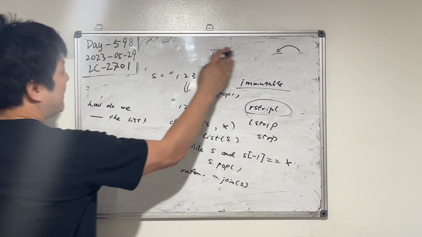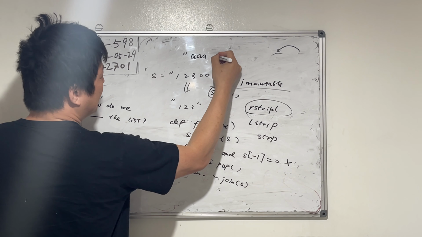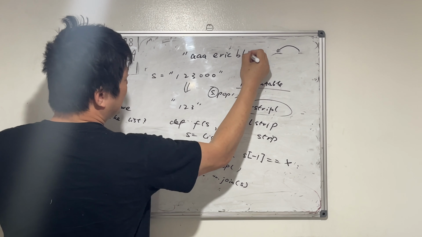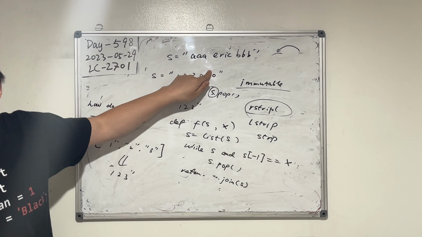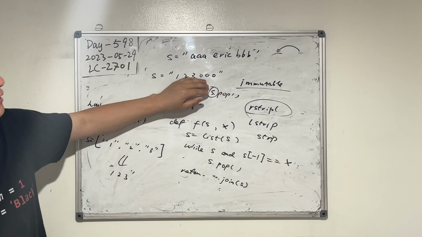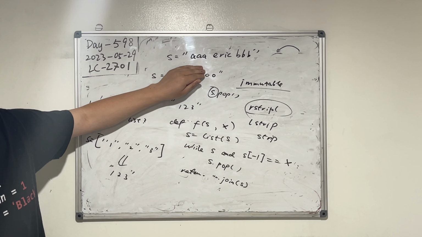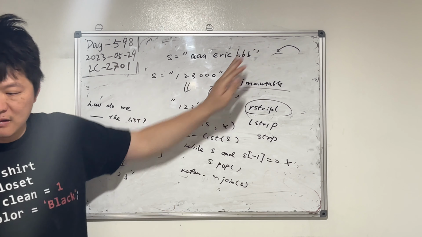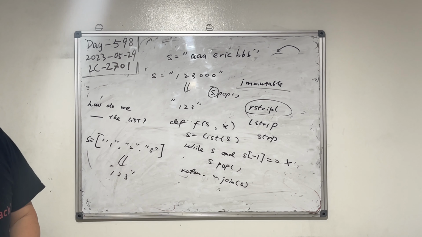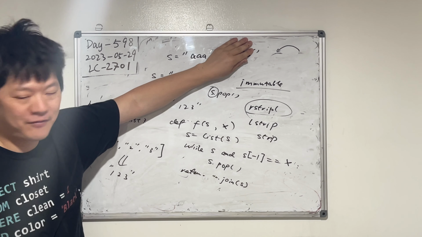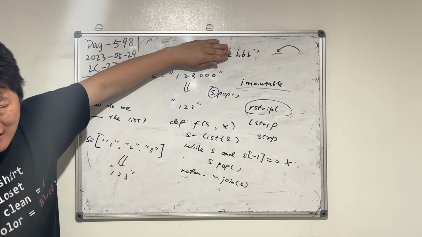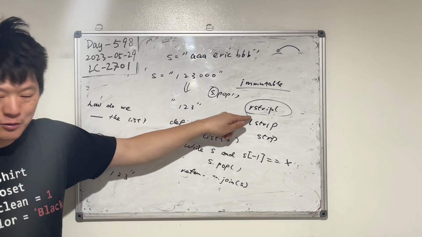For example, like A, ERIC, B. If this is s, s.lstrip A returns this. s.strip B. What if it's s.lstrip B? Then it returns the same. lstrip looks at the left side. rstrip looks at the right side. Strip is the combination of lstrip and rstrip.